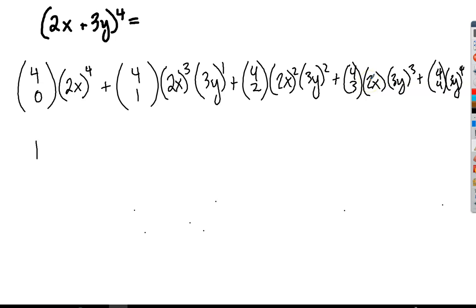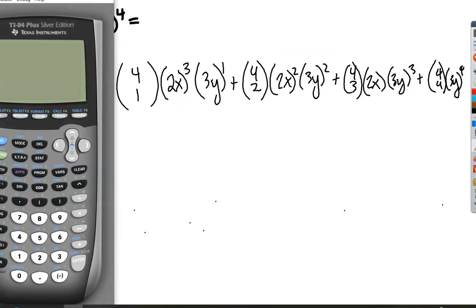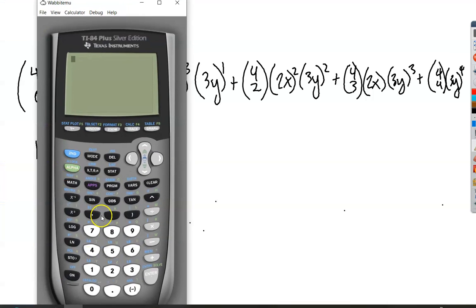We can also do it in our calculator, and we can do it quickly. So let me show you how we kind of attack that in our calculator, because we can do multiple combinations at once. So in my calculator, when I go to do combinations, I have to put the first number first. So I'm going to go ahead and put the 4. I'm going to go to math. I'm going to go over to probability and choose combination.